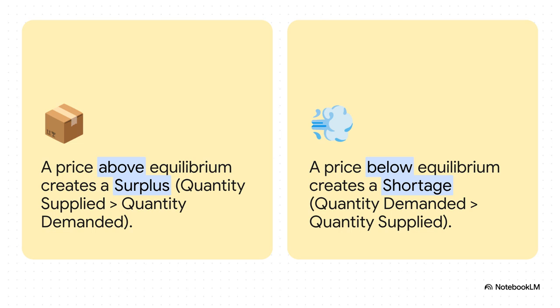On the other hand, if the price is too low, you get a shortage. Everyone wants the product and the shelves are empty. This allows sellers to raise their prices. So you can see the market is always pushing itself back toward that equilibrium point.